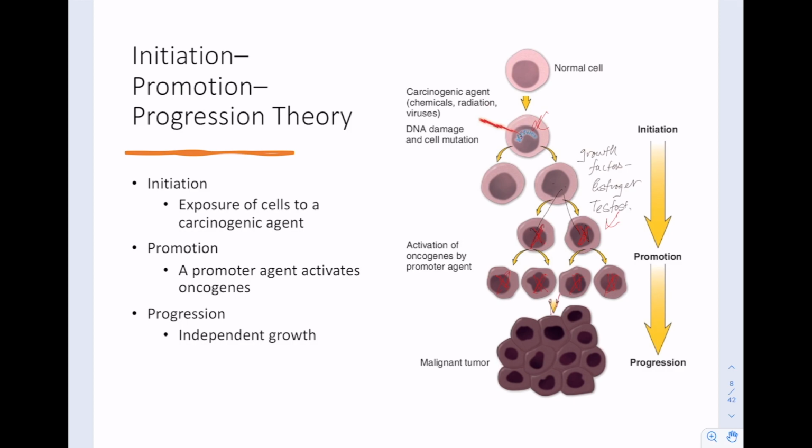Eventually there's enough mutation that builds up as these are dividing that now, once we get to the progression stage, this can grow without any problems. So it doesn't need the promoters anymore. It doesn't need any external factors. It's developed enough mutations now that it can overcome the cell cycle and then just continue to grow.